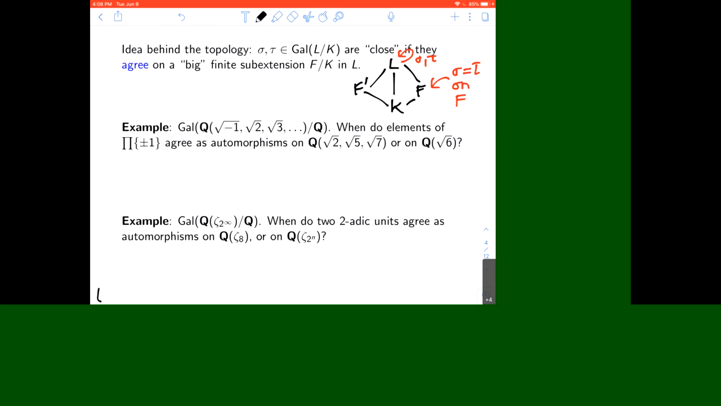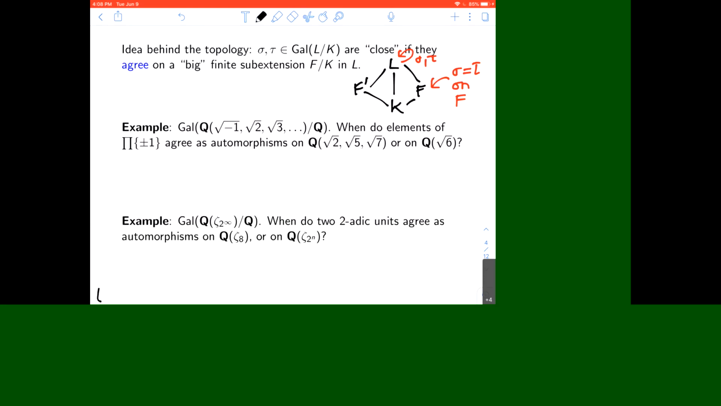What would be a good analogy? Maybe I'll come back and think about that. Where else do we put in a topology to cut things down on the functions instead of the objects they're acting on? Anyway, so it's not quite the same.